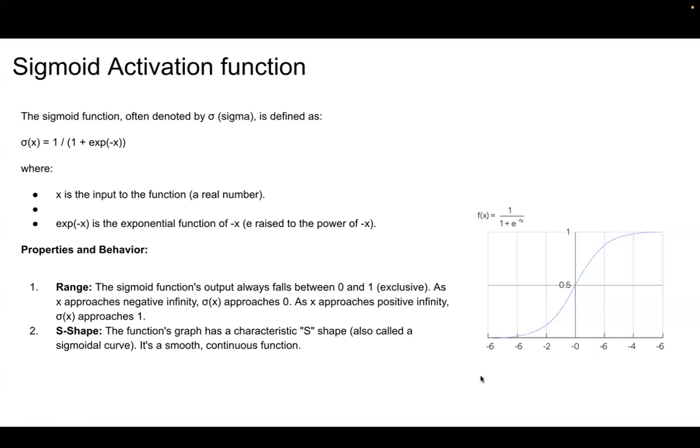When you plot a graph with different values of x, you would see that the sigmoid function has an S shape. The shape of the graph is the letter S. It goes to 0 at negative infinity and to 1 at positive infinity, so the value is always between 0 and 1. It is also called the sigmoidal curve.